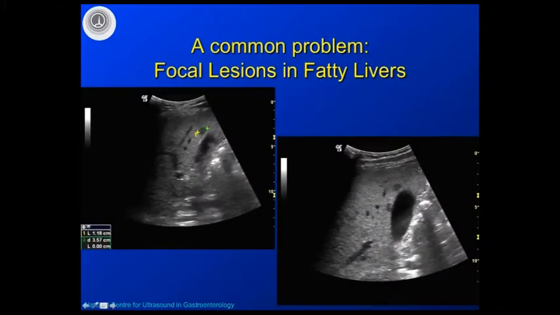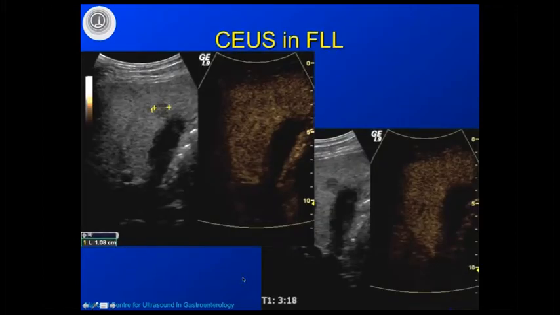And sometimes we observe findings like this. Small lesions, hypoechogenic, could be suspected of being metastasis. And these are becoming more and more frequent in Europe these days as we grow fatter and fatter, unfortunately. And we can use contrast-enhanced ultrasound easily and rapidly to rule out whether these are benign or malignant lesions.